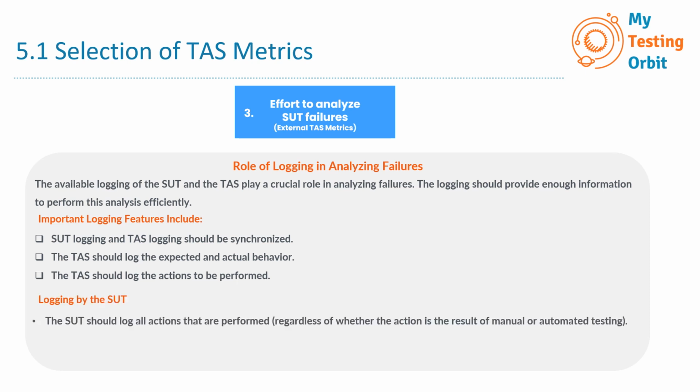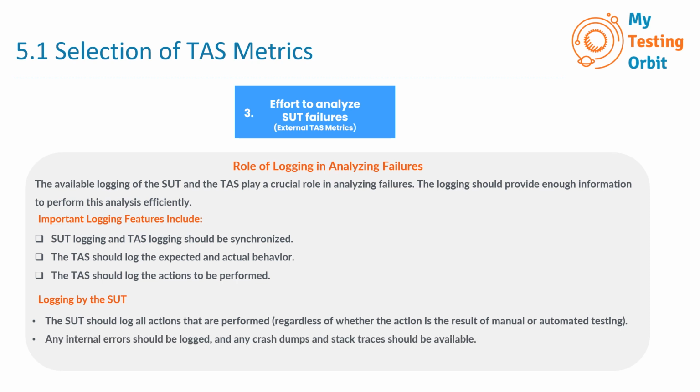Logging by the SUT. The SUT should log all actions that are performed, regardless of whether the action is the result of manual or automated testing. This means that the SUT should keep a record of every action it takes, whether a human or a machine triggers it. In essence, it's like having a detailed journal of everything the SUT does during testing, without discriminating between manual or automated processes. This comprehensive logging helps in tracking and analyzing the SUT's behavior for testing purposes.